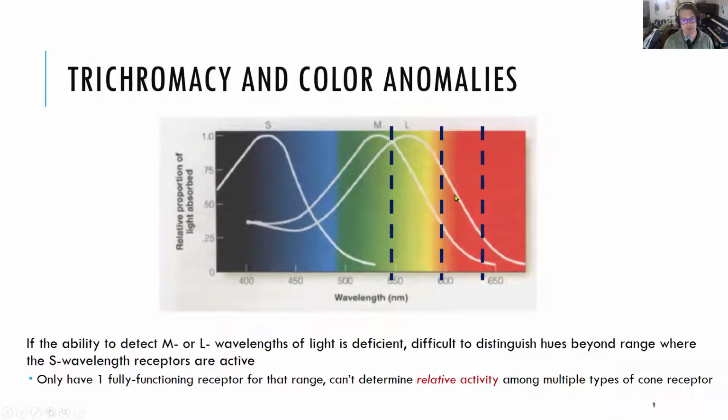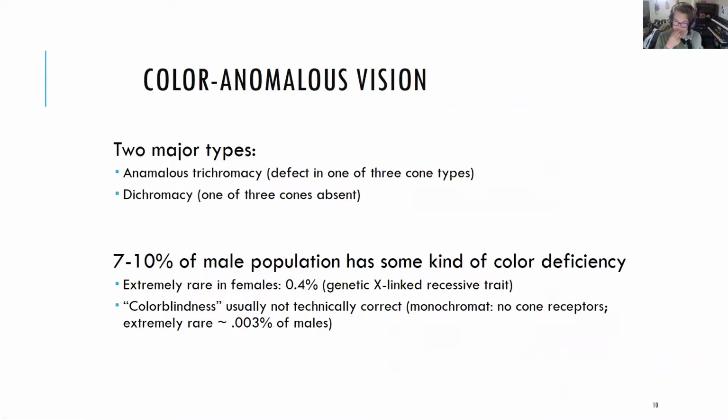Okay, so I skipped a little bit here. Formally, it's color anomalous vision, not color blindness. That's the more colloquial term. But we have two major types of this, and this is important to know because it affects a major percentage of the population. We have mostly males in this class currently. There are 28 of you. That means, statistically speaking, a couple of you probably have some form of color anomalous vision.